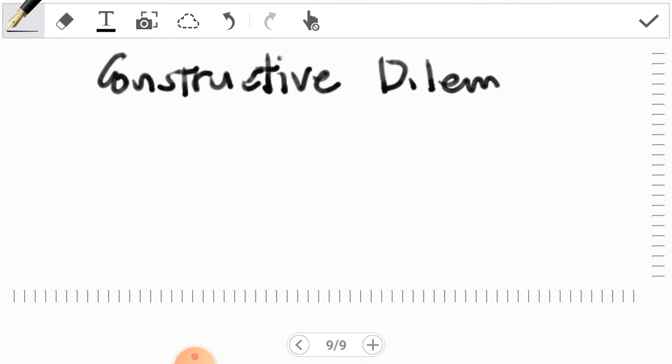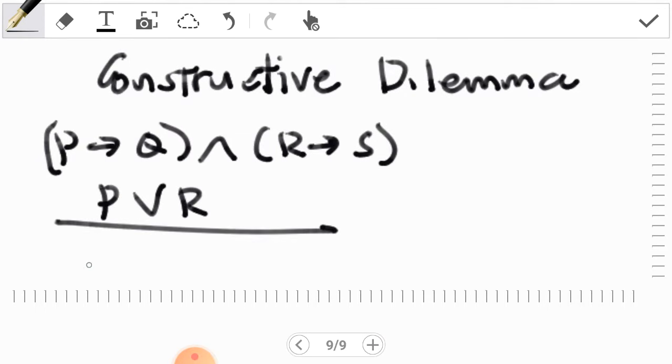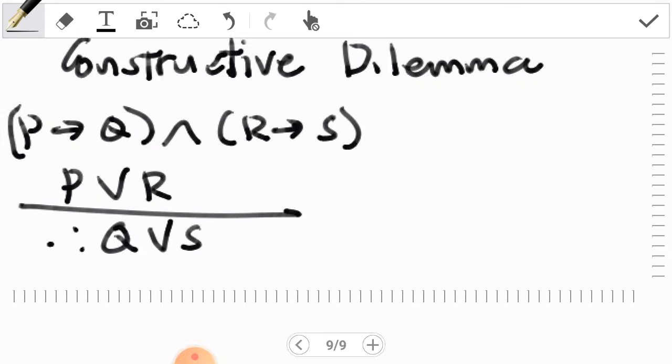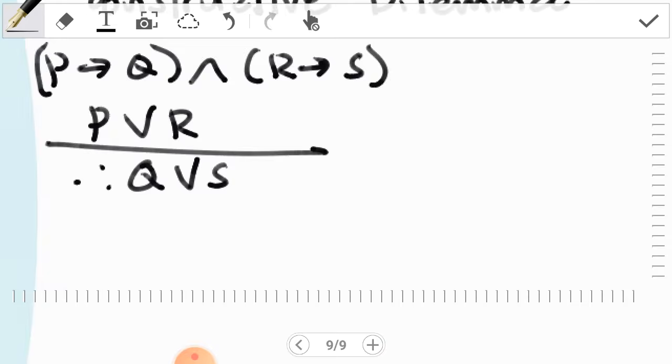And what do we have for the constructive dilemma? P implies Q and R implies S. P or R, therefore Q or S.